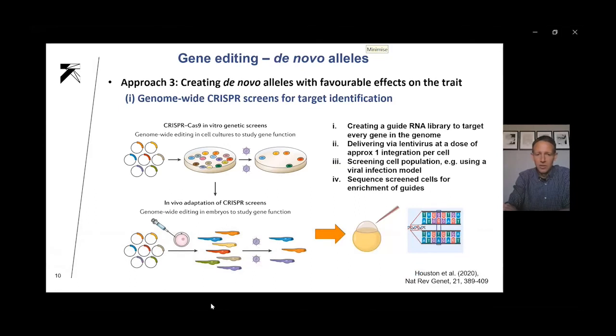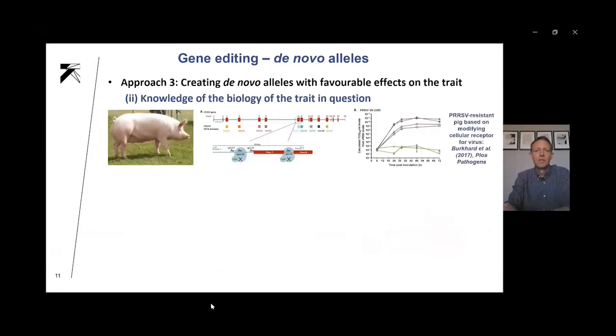And that could potentially be adapted in vivo in some aquaculture species in the future. The second part of the third approach is looking at knowledge of the biology of the trait in question, and I won't go into this here.